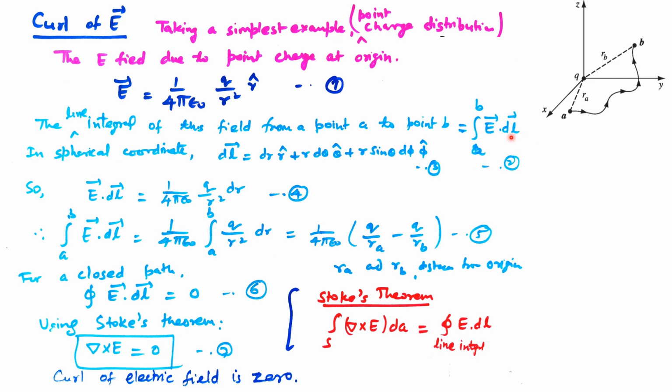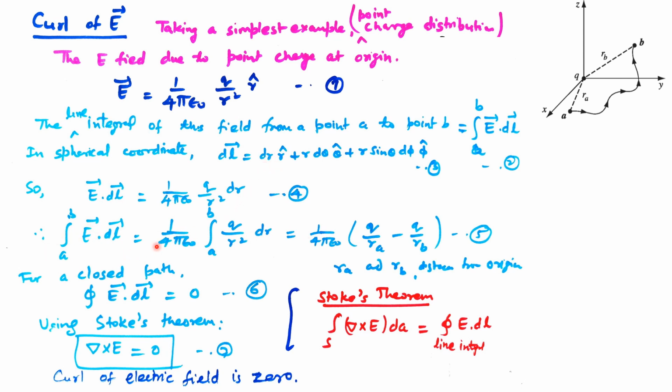And in spherical polar coordinates, we have the dl vector as dr r cap plus r d theta theta cap plus r sin theta d phi phi cap. So E dot dl will be, E is this and dl is this, so only r cap dot r cap will give us this value, other terms will be 0. So E dot dl will be 1 upon 4 pi epsilon naught q by r square into dr.